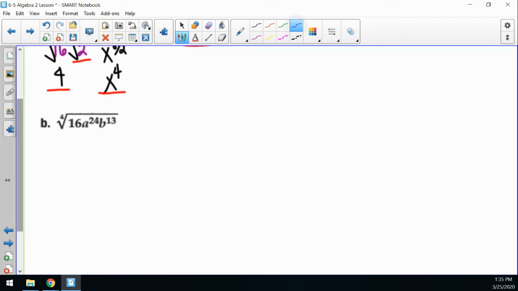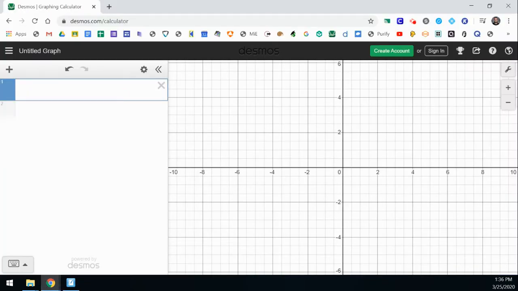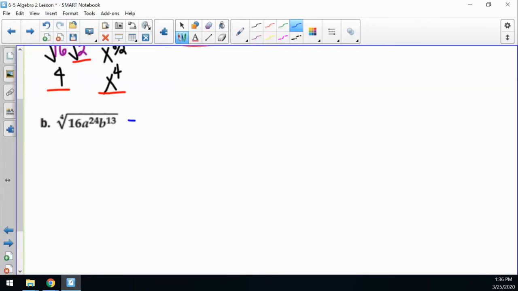Let's look at problem B. I'm looking for the fourth root of 16. Now that's a little bit trickier, okay? So the first thing I'm going to do is check with decimals to see if I can actually take the fourth root of 16. And I say 16 to the power of 1/4, I get 2. So that's kind of nice. We know that it's going to be 2, all right? So this for sure is going to be 2.